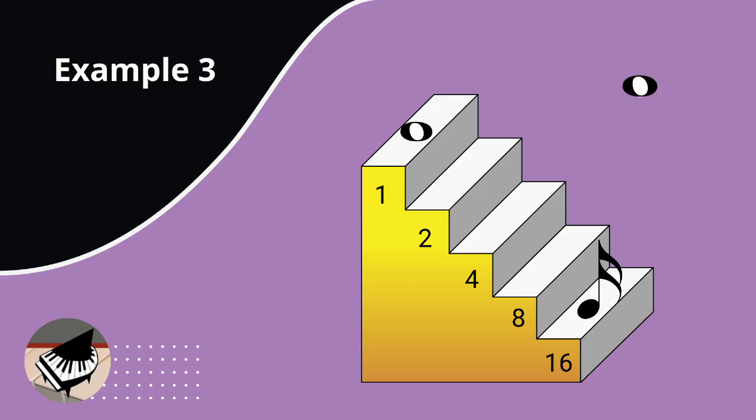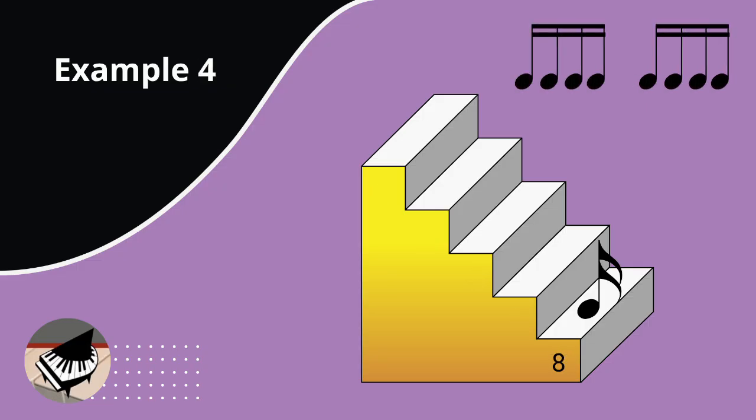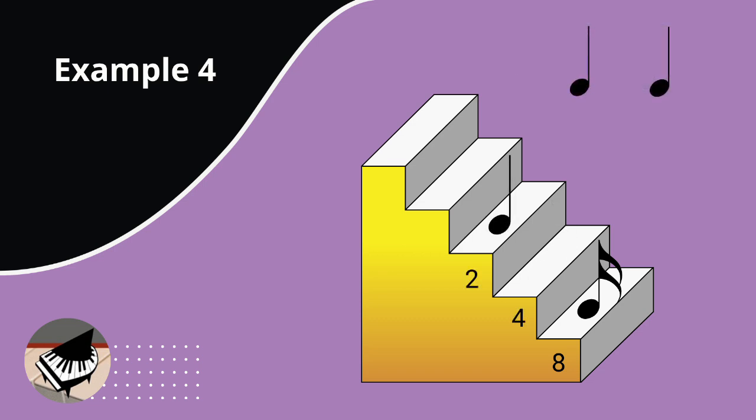Going up the staircase, you just have to be sure you've chosen a number that's divisible by 2. So here's another example, starting on the bottom step with 8 16th notes. Going up to the next step is 4 eighth notes, 2 quarter notes, and finally 1 half note.